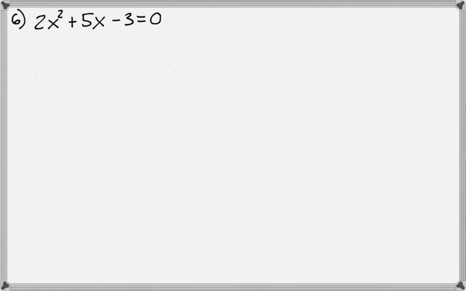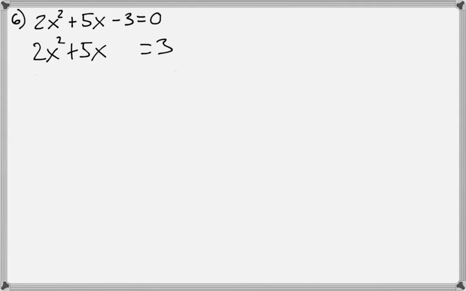On number 6, I'm trying to solve by completing the square. My first step is going to be to get the x squared term and the x term on one side, and then the constant on the other. So I want to add 3 to the other side, and then leave this space here.